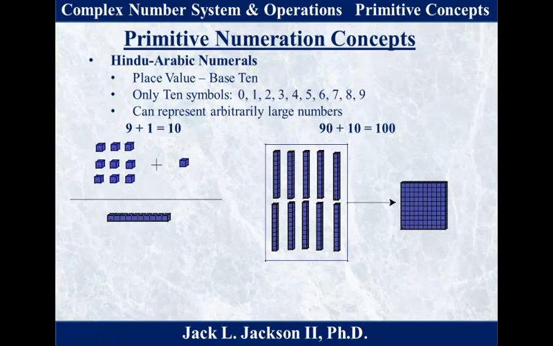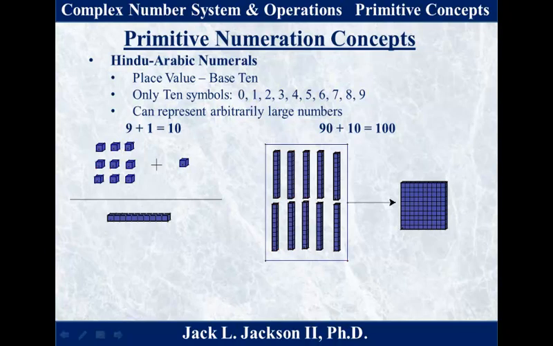So we have only 10 symbols. Here they are in a particular font. I think it's a Times New Roman font on the computer. Of course, we would call these symbols 0, 1, 2, 3, 4, 5, 6, 7, 8, and 9. And they can be used to represent arbitrarily large numbers.